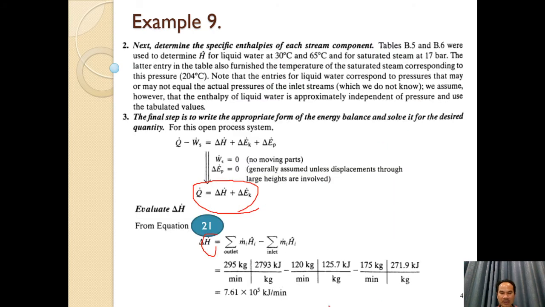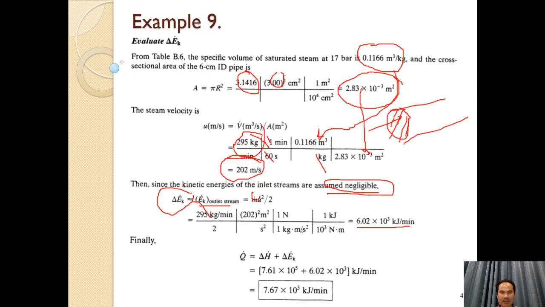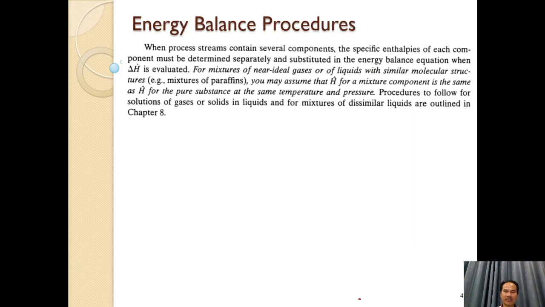If the heat you calculate is a positive value, it means heat is added to the system. If you calculate heat as a negative value, it means heat transfers from the system to the surroundings. For this case, heat is positive, so heat added to the system is correct.